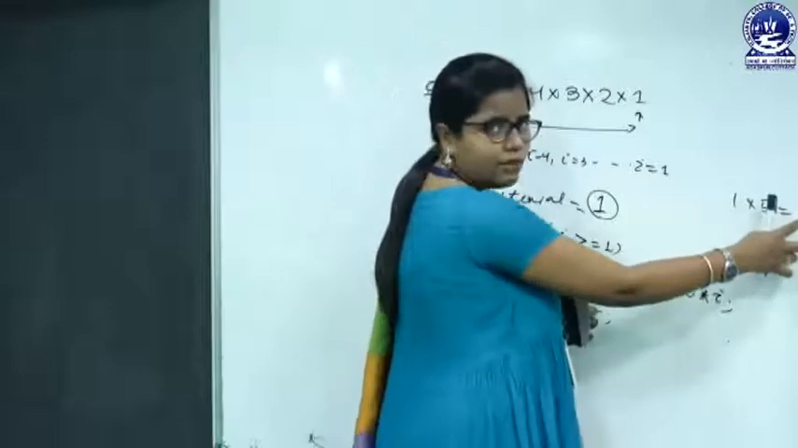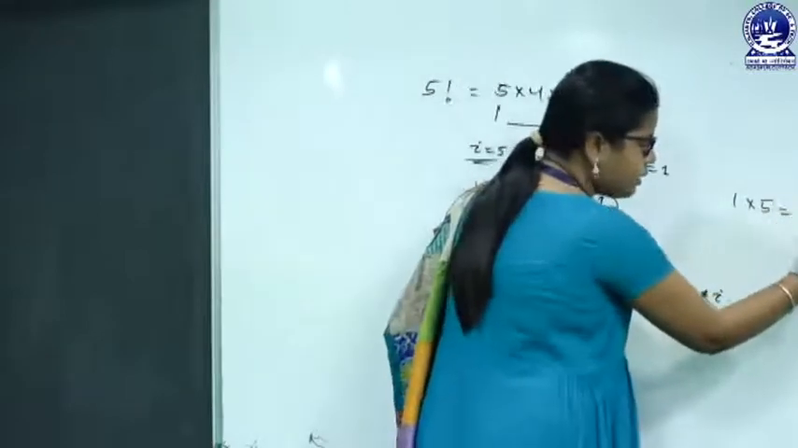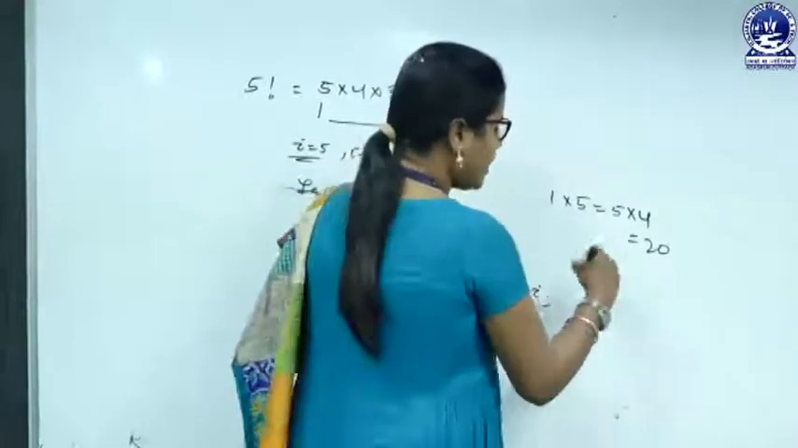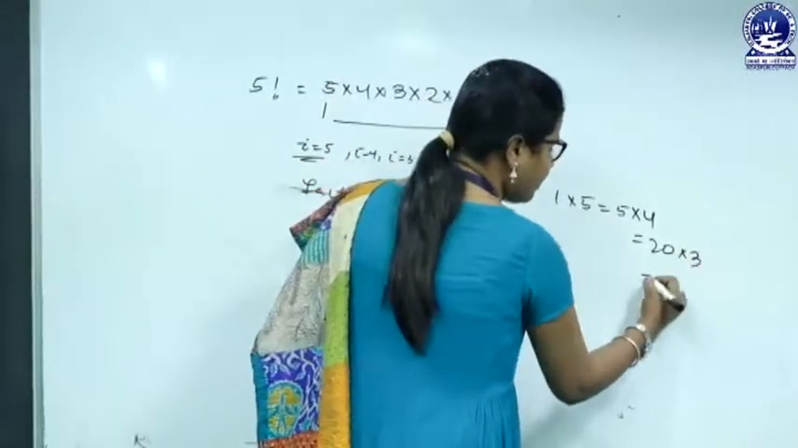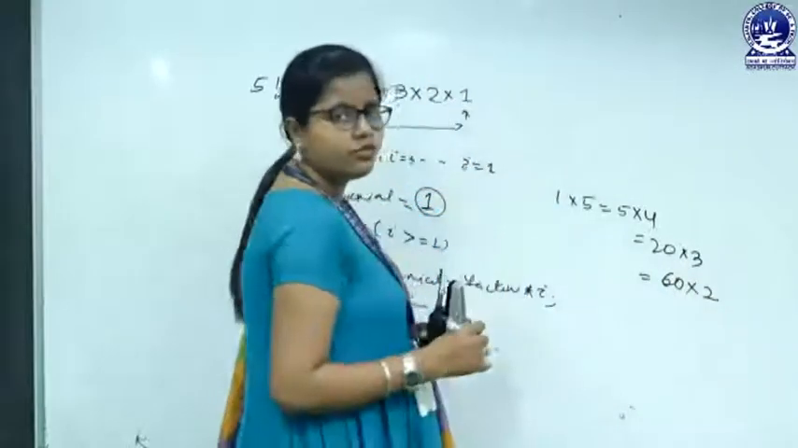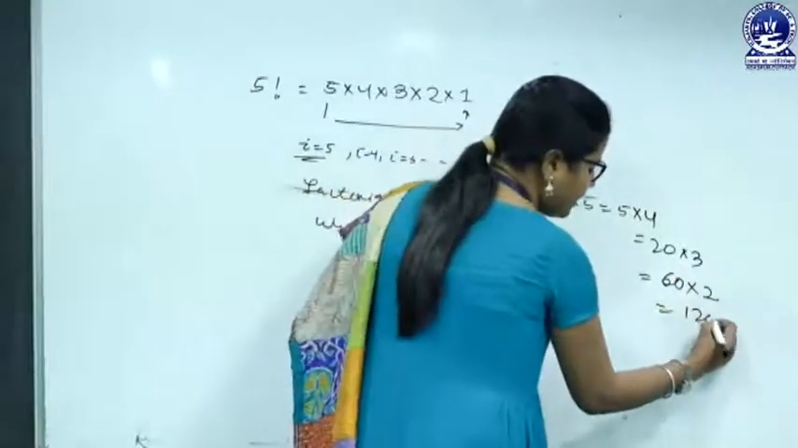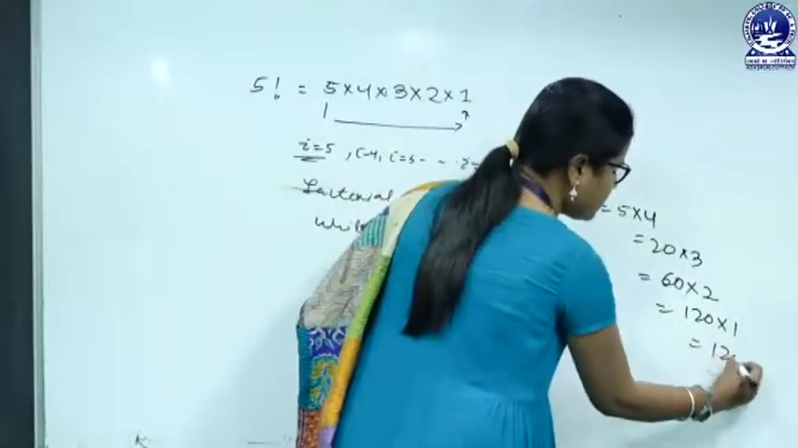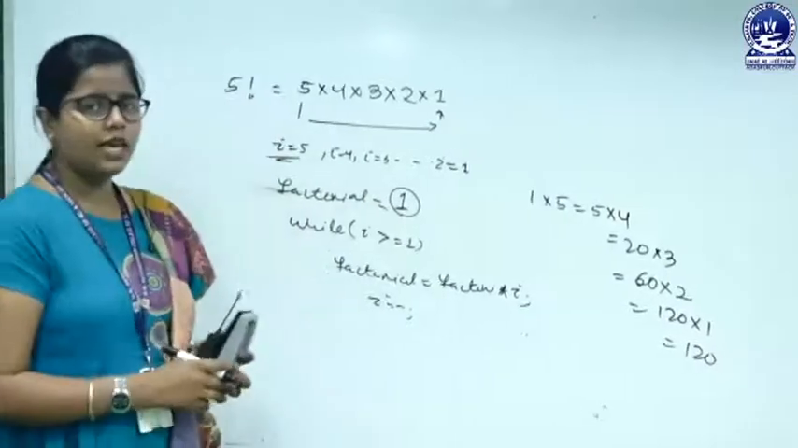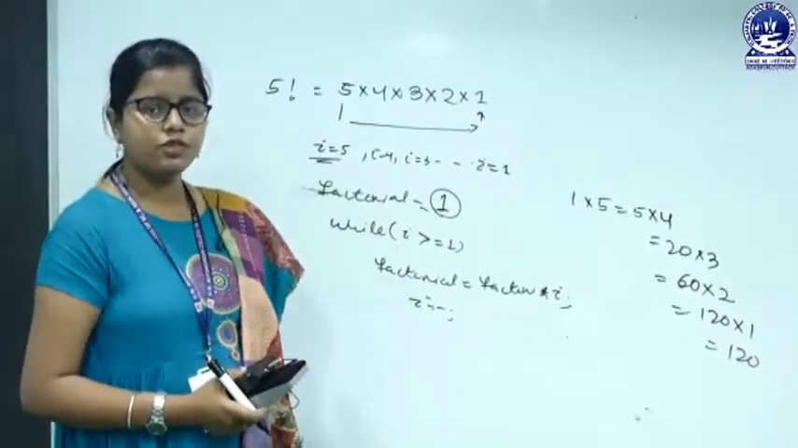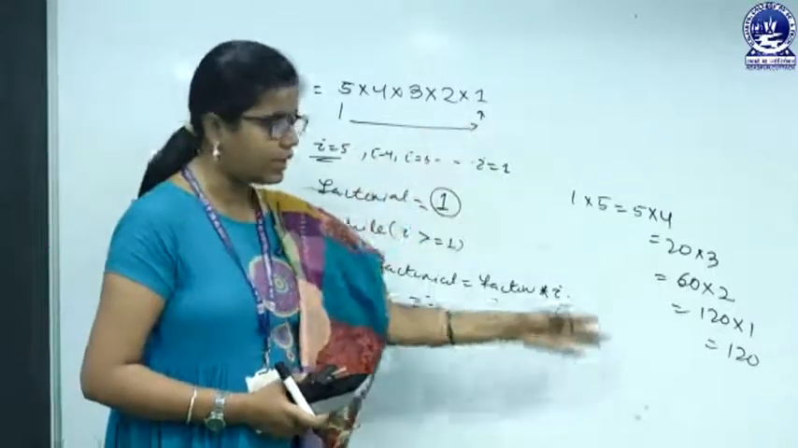That is 5. Then 5 will get multiplied with 4. So what will be the result? That is 20. Now I will be 3. So what will be the result? 60. Now I will be 2. So what will be the result? 120. Now I will be 1. So the last final result is what? 120. Once I will be 0, the condition will be false. So we have to find the factorial of a given number like this.